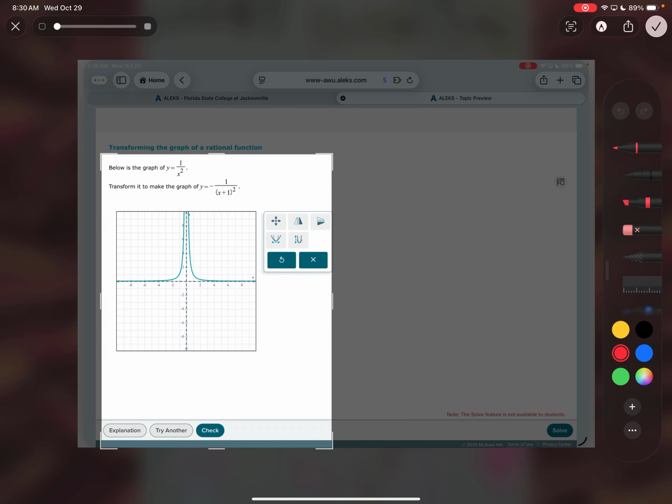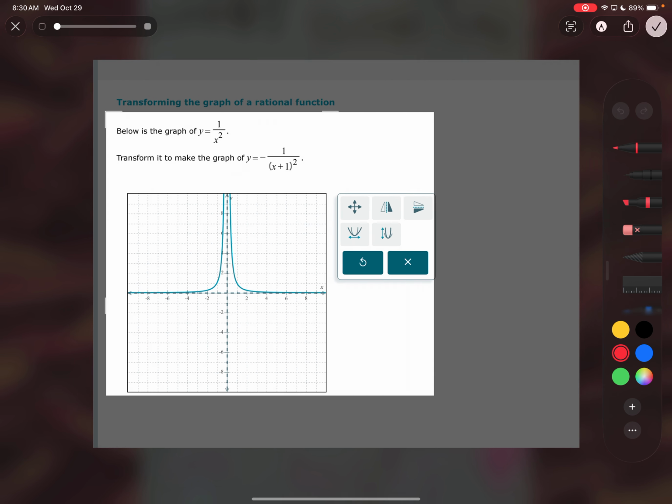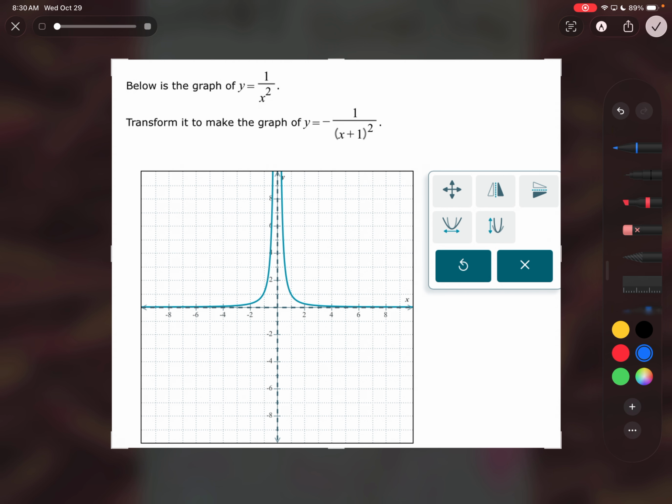So below is a graph of 1 over x squared. So what happens if I add 1 on the inside? So this is on the inside right here. I'd consider this on the inside. If it was on the outside, it'd look like this. So remember, on the inside, it's left and right. And you do the opposite of what it says. This is +1. So you think you'd go to the right, but it's actually to the left 1.